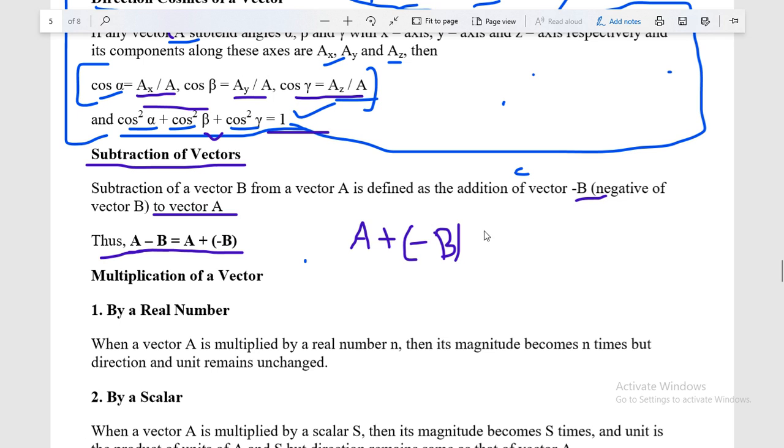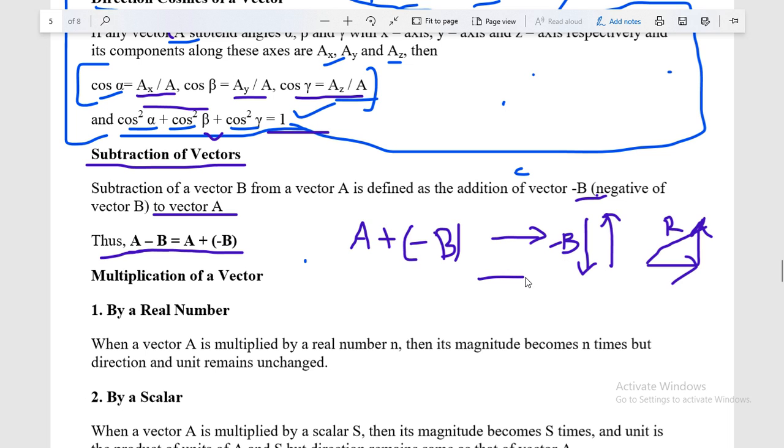Now let me give you one example of subtraction of vector. Suppose this one is vector a and this one is vector b. Now this gives the resultant r, that is a plus b. But if you want to find the value of a minus b, you should first draw the minus vector. This vector, opposite to vector b, is negative, it means this vector is minus b.